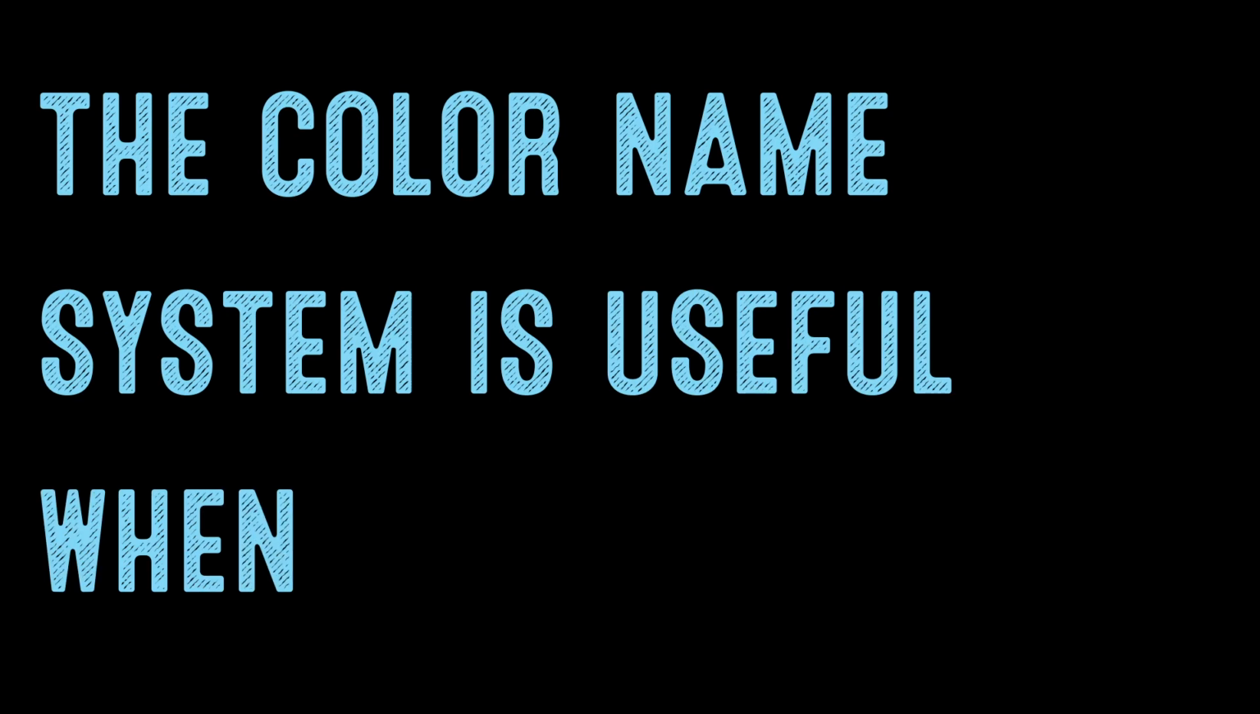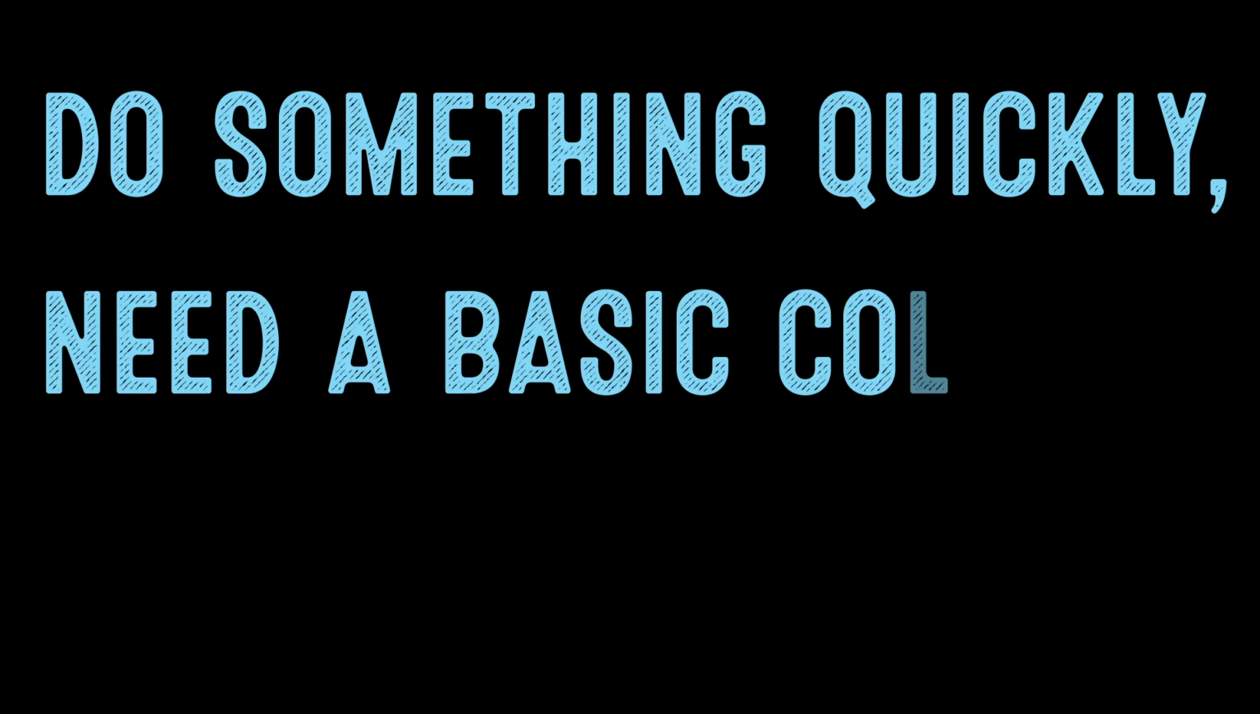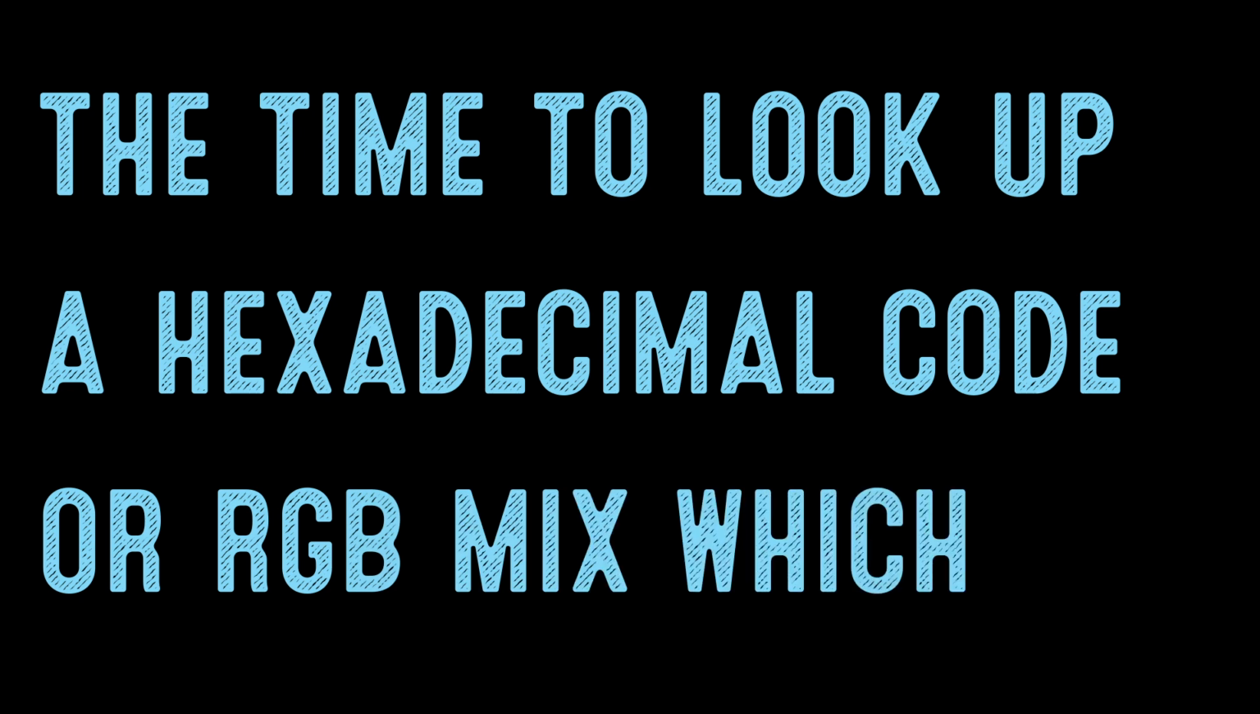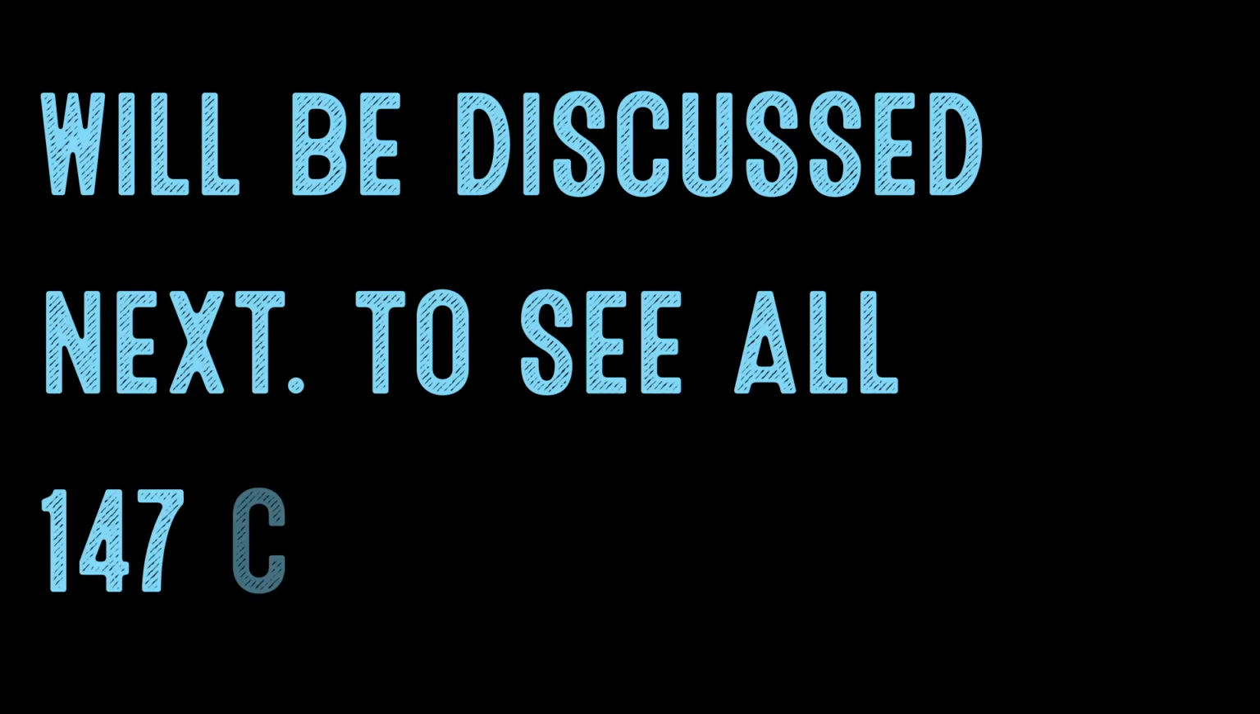The color name system is useful when you are trying to do something quickly, need a basic color, and do not have the time to look up a hexadecimal code or RGB mix, which will be discussed next.